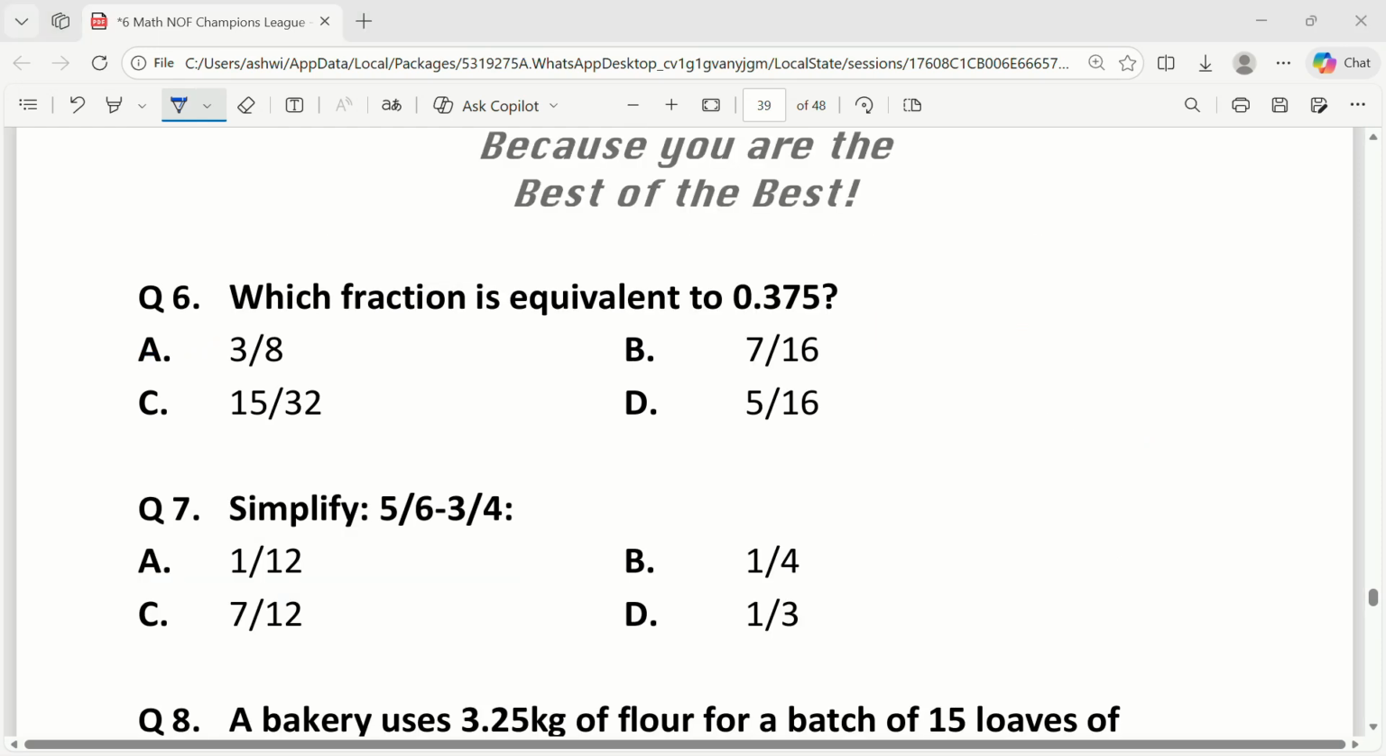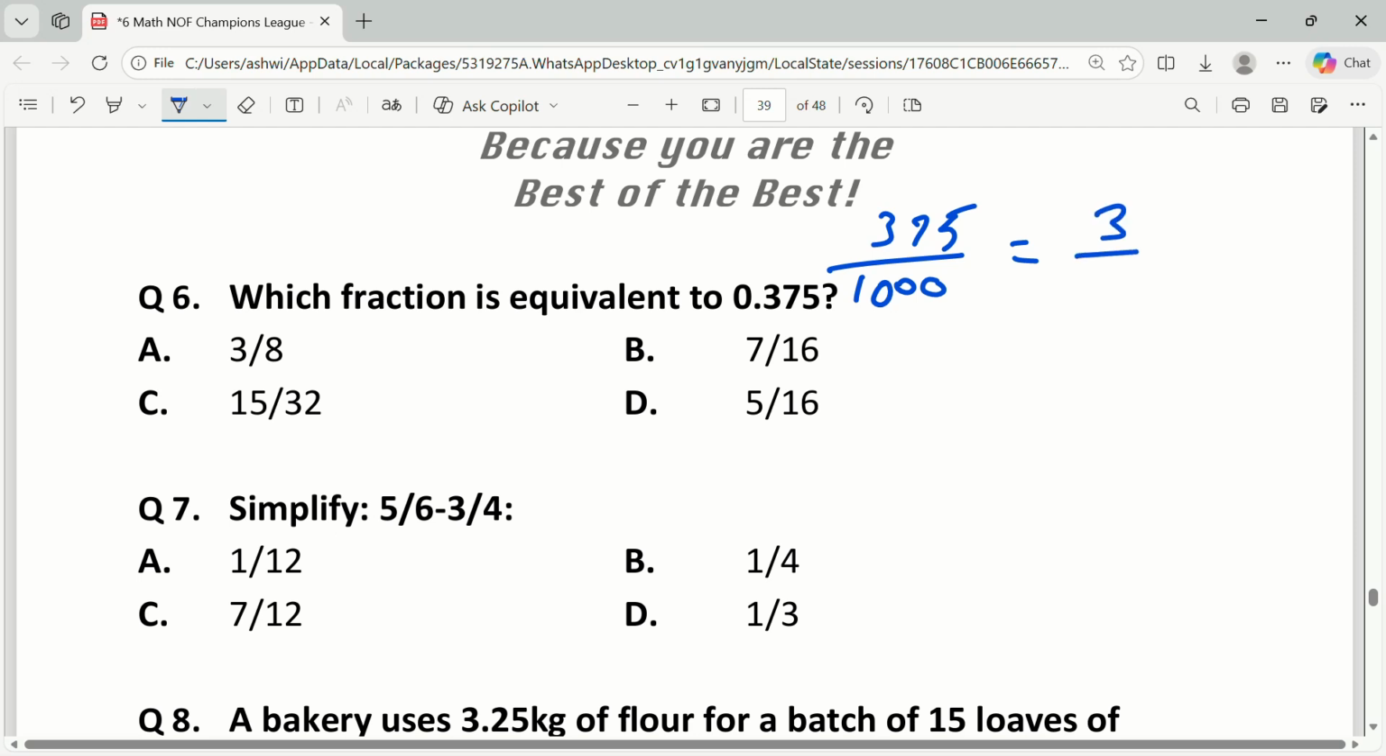Question 6. Which fraction is equivalent to 0.375? The decimal 0.375 can be expressed as 375 upon 1000, which upon simplification becomes 3 upon 8. Comparing with the options, the answer is A.